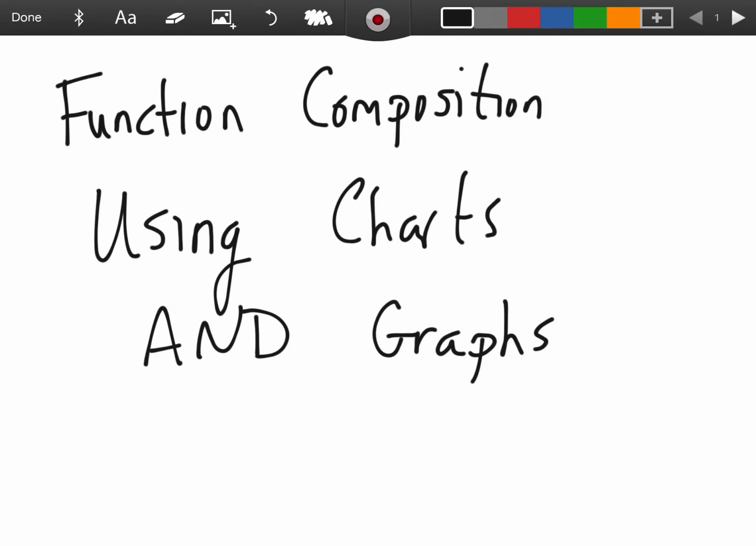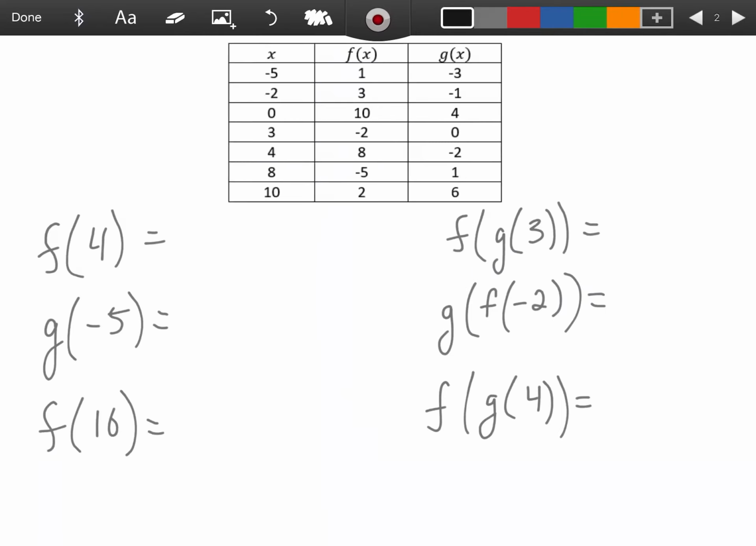All right, in this video we're going to look at function composition using charts and graphs. This should really be a quicker video here, so just stick with me as we go through this. So we see this chart and it's split up.